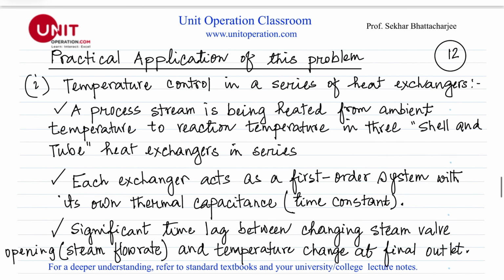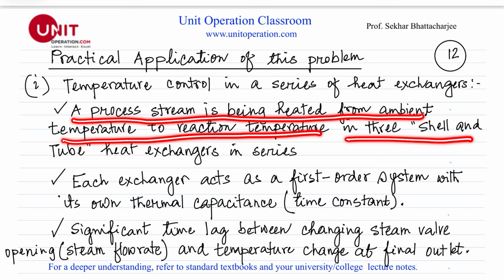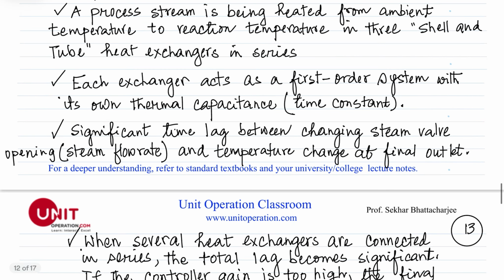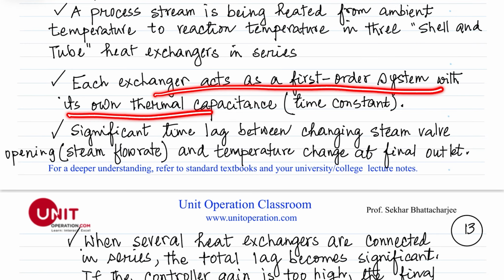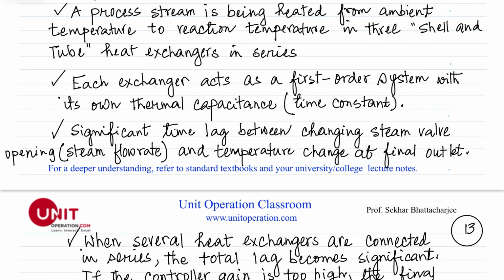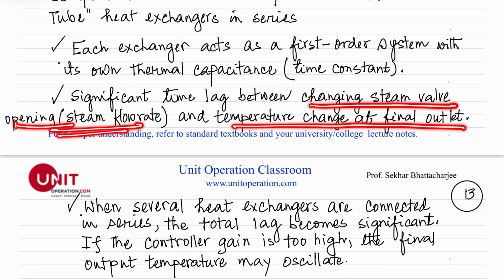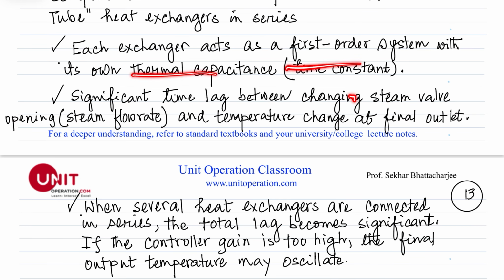Practical application of this problem: temperature control in a series of heat exchangers. Assuming those to be first order processes, a process stream is being heated from ambient temperature to reaction temperature in three shell and tube heat exchangers in series. Each exchanger acts as a first order system with its own thermal capacitance, that is, time constant. So there is a significant time lag between changing the steam valve opening, that is the steam flow rate, and the temperature change at the final outlet.